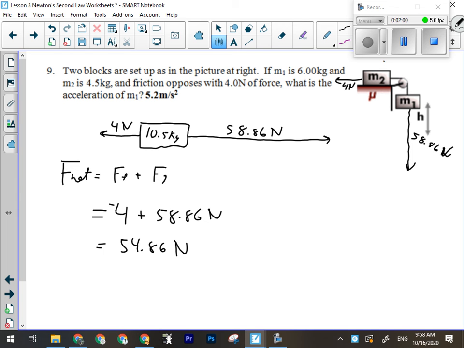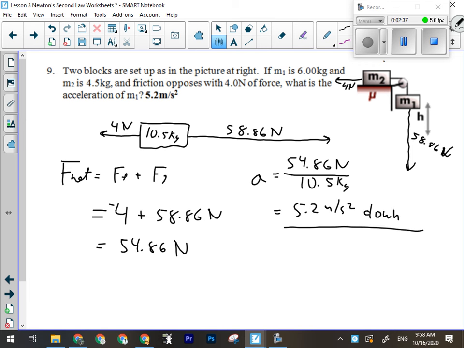Now it's asking me in the question, calculate the acceleration of mass 1. Do I divide by just mass 1, or do I divide by the whole system? Whole system, right? The whole system is accelerating at the same rate, so I have to reflect that. So the acceleration of the system will be the net force, 54.86 newtons, divided by the mass of the entire system, which is 10.5 kilograms, which will give me 5.2 meters per second squared, and because it's for mass 1, that will be down. That's the direction that mass 1 is moving.